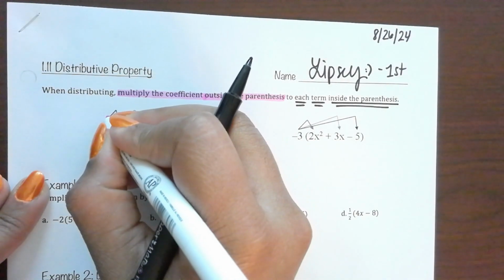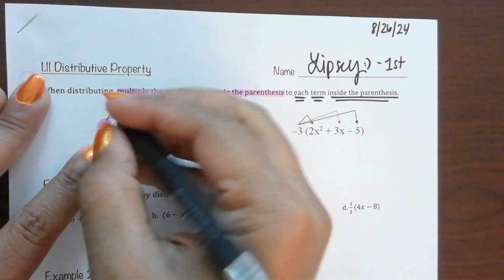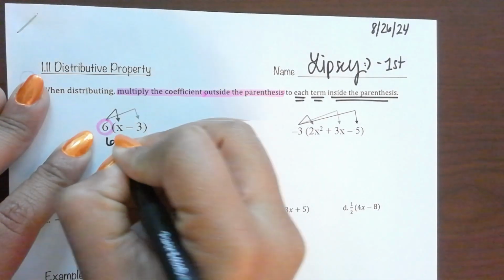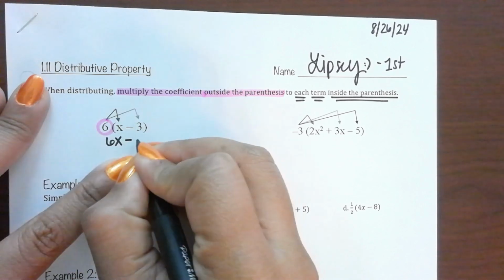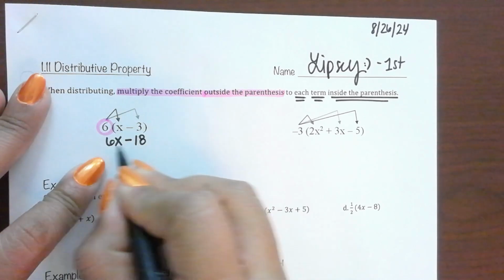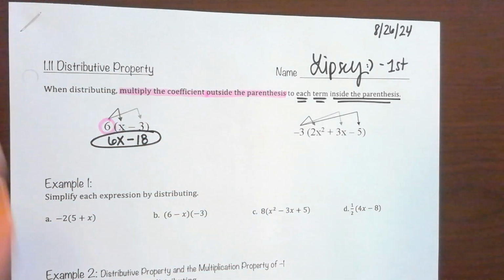What's the number outside of this first one? 6. So what is 6 times x? 6x. Minus 6 times 3, which is 18. Are these like terms? No, so that's my final answer. Any questions? Remember, when simplifying, we have to write answers in descending order. Descending means from the highest exponent to the lowest exponent, alphabetically, with your constant last.